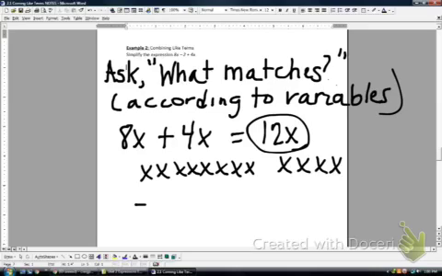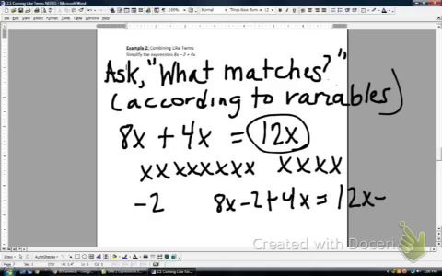And then I have that -2. That -2 doesn't match anything. So that expression simplified, 8x minus 2 plus 4x equals 12x minus 2. This is my final answer.